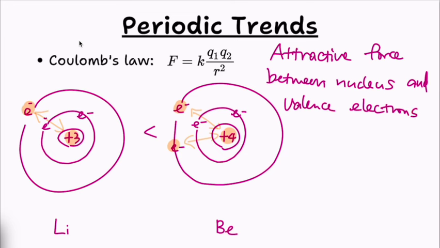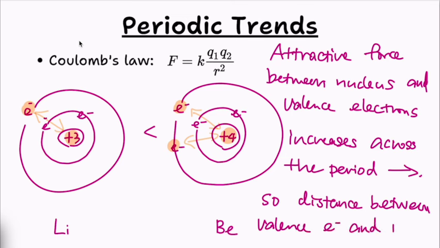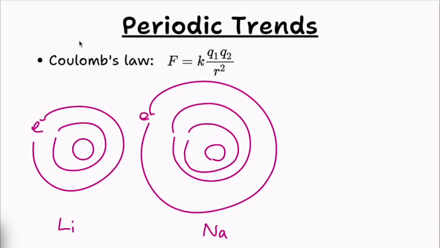So the attractive force between the nucleus and valence electrons increases across the period. When I say across the period, it always refers to left to right. This means the radius decreases, so the distance between the valence electron and nucleus decreases across the period. What if I compare lithium to sodium?